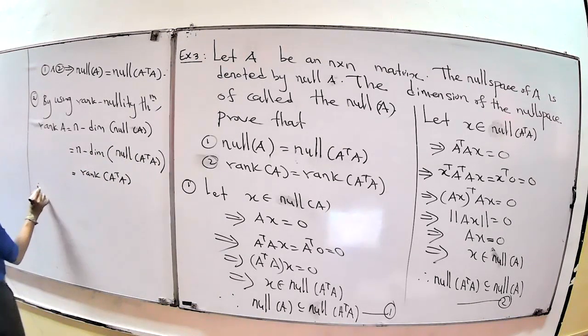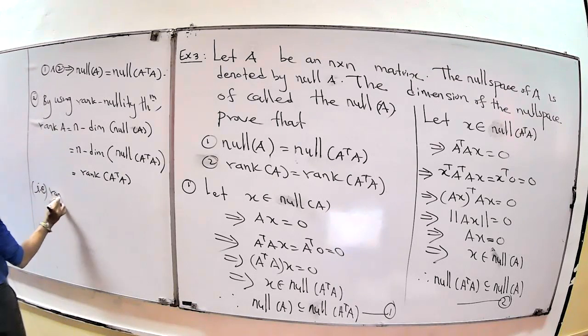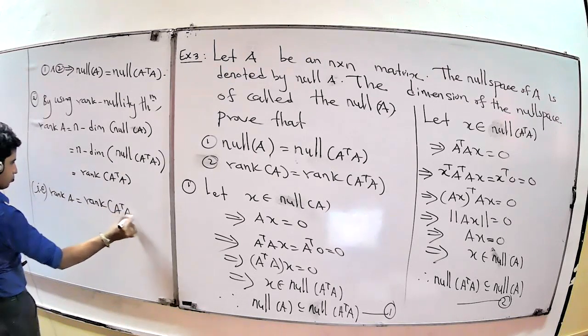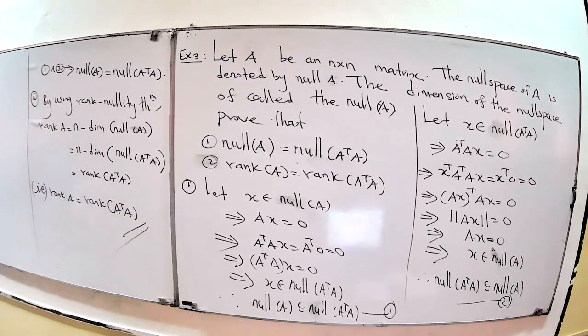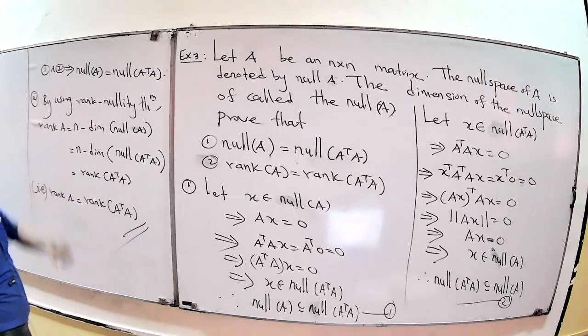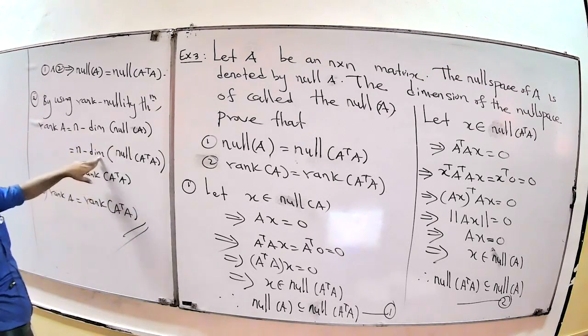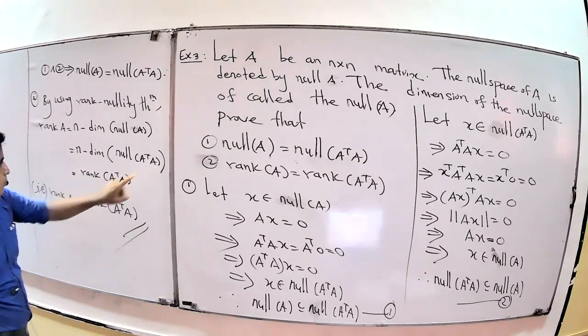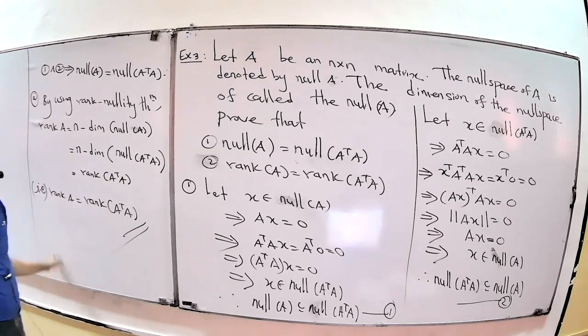That is, rank of A equals rank of A transpose A. Using the rank nullity theorem, rank of A equals n minus the dimension of null of A, where n is from the n cross n matrix. We already proved null of A equals null of A transpose A. So n minus the dimension of null of A transpose A equals the rank of A transpose A, and you get this formula.